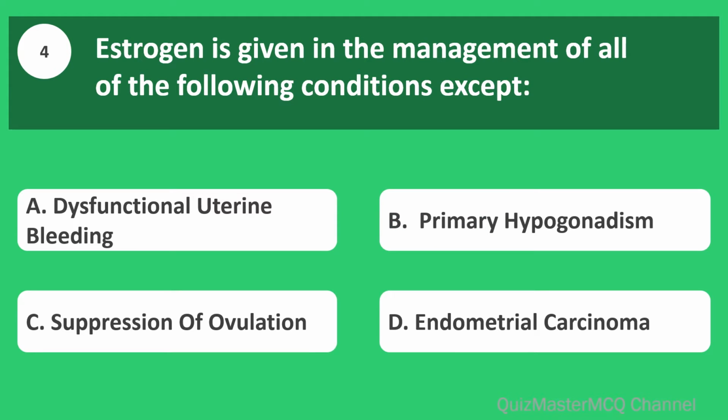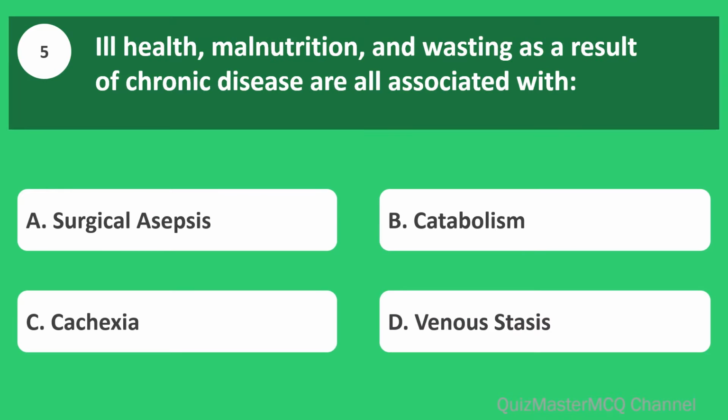Estrogen is given in the management of all of the following conditions except endometrial carcinoma. Ill health, malnutrition, and wasting as a result of chronic disease are all associated with cachexia.